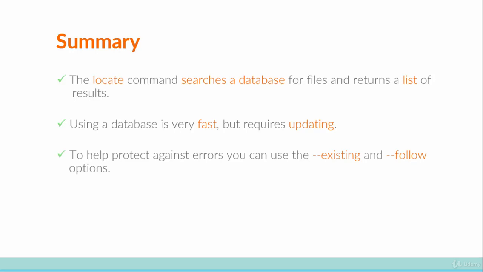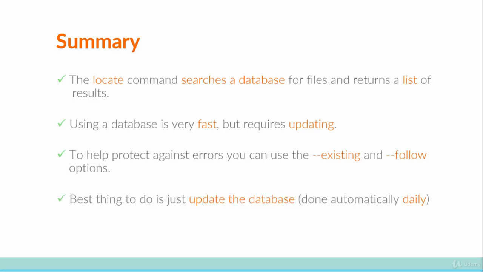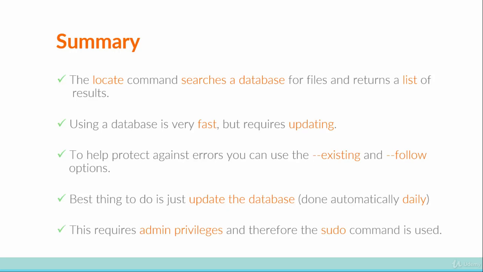Now, you can protect yourself against errors using the existing and follow options for the locate command, but that's not really the best solution. The best thing to do is just to update the database using the updatedb command, but this is done automatically daily as well. In order to do that, it does require administrative privileges, root privileges or superuser privileges, whatever you want to call it, and therefore you need to use the sudo command to gain those privileges. So you enter your password and then the command is run as the administrator. So to update the database, you don't just type updatedb, you type sudo updatedb, enter your password, and then the database is updated.